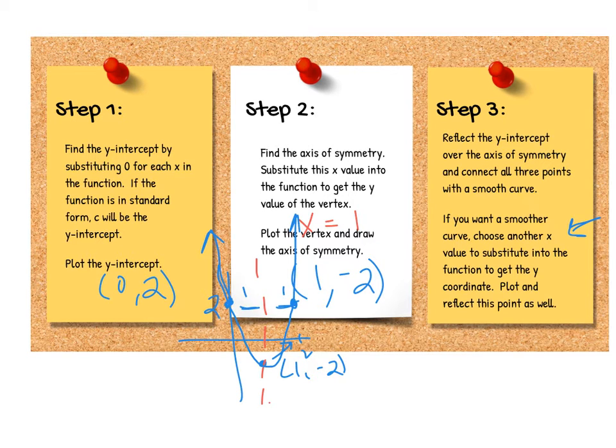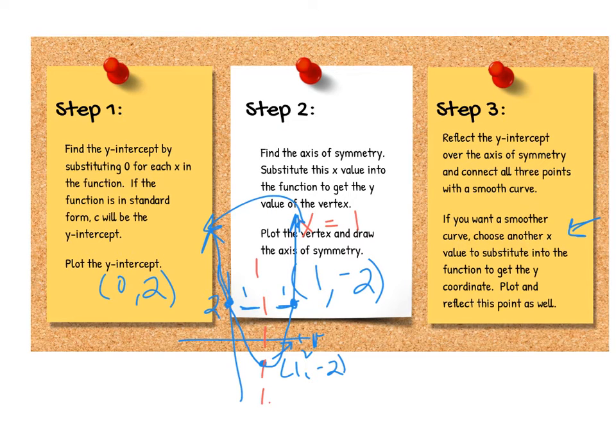Okay. All right, so if you want a smoother curve, you just pick another point. So maybe I'm going to pick, well, I have 0, I have 1, maybe I'm going to pick like 3, come over here, see where it is, reflect it over the axis of symmetry, okay?